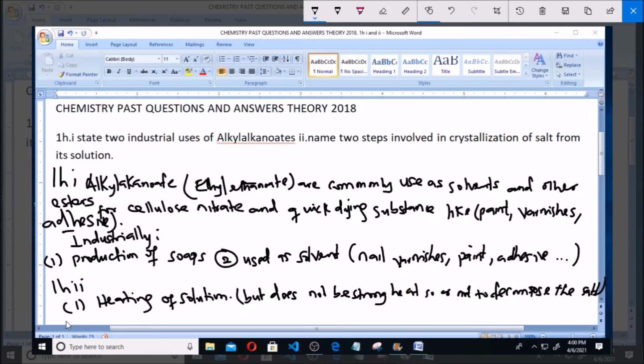Then number 2 step is cooling of solution. So by cooling the solution, we are trying to recover the salt.